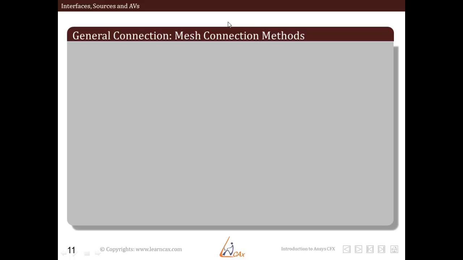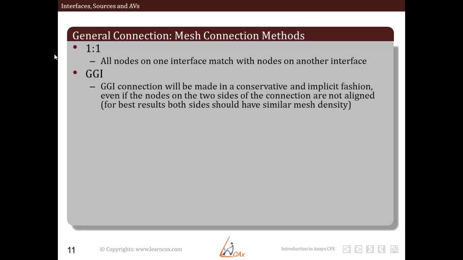Now let us review some of the mesh connection methods that are available in CFX. First is the one-to-one mesh connection method, which is used when all nodes on one interface match with nodes on the other interface. The second option is GGI connection, which will be made in a conservative and implicit fashion, even if the nodes on one side are not matching with those on the other side, and this produces the best results. For best results, both sides should have similar mesh density.